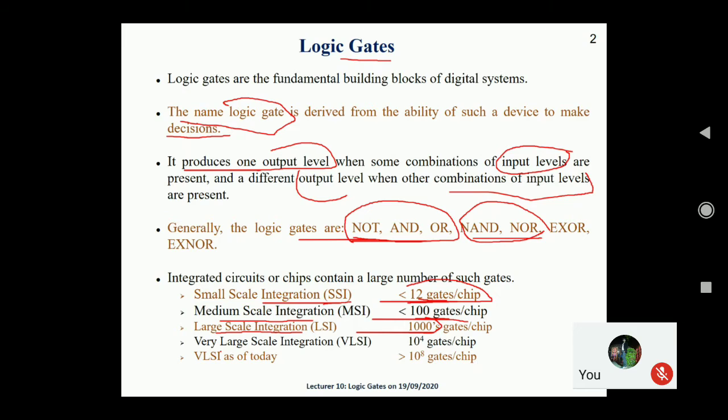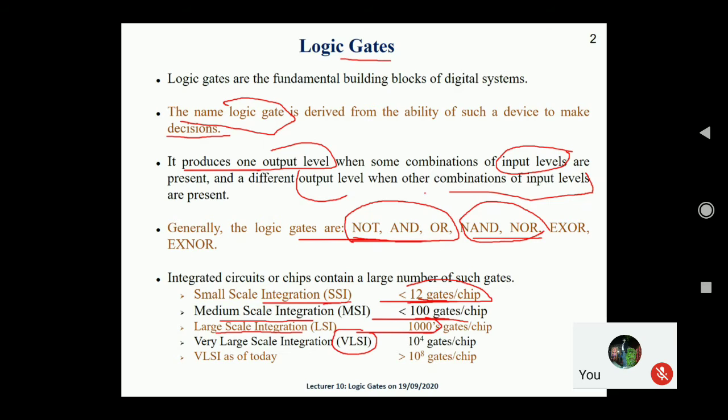Okay, very large scale these days is called VLSI. You have heard this word. It is more than 10,000, that means 10 to the power 4 gates per chip we can accommodate. Today VLSI lets us accommodate many ICs in one particular component. This accommodation of gates per chip has improved generation to generation. So these days it is greater than 10 to the power 8 gates per chip.